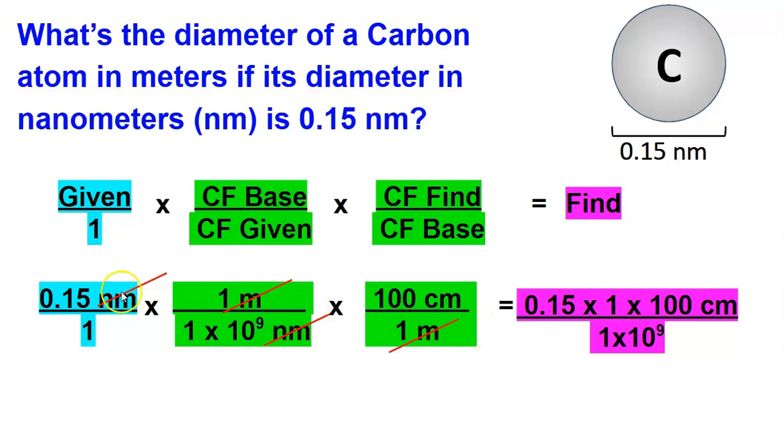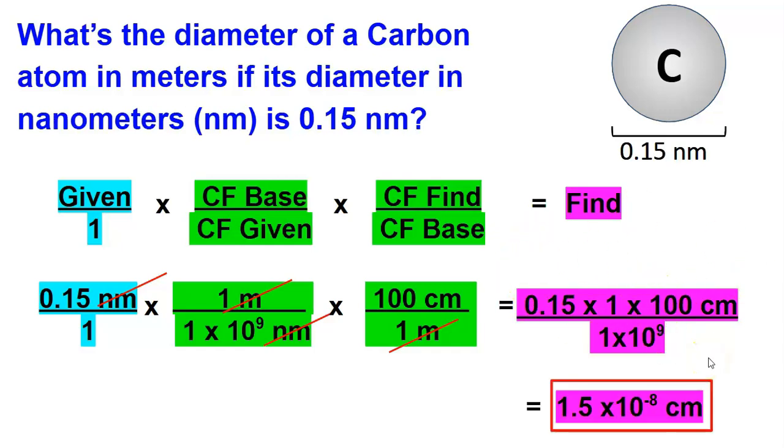So once again, remember, we multiply straight across. So 0.15 times 1 times 100 is in our numerator. And in the denominator, we're going to have 1 times 10 to the 9 times 1, which is just 1 times 10 to the 9. So what we would do in the end is multiply the top first and then divide by the bottom. And we would get 1.5 times 10 to the negative 8 centimeters.